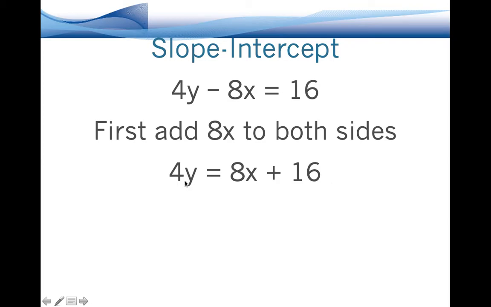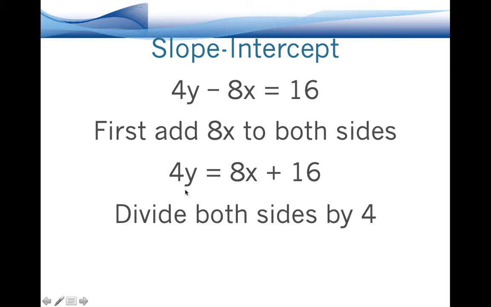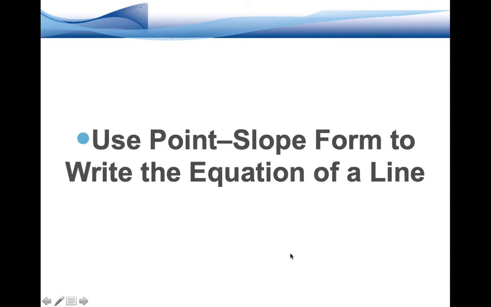So now I have 4y, or 4 times y equals 8 times x plus 16. You need to divide both sides by 4 to get rid of that 4, because you want y equals a number. So to divide both sides by 4, I divide 4y by 4, I get y. I divide 8x by 4, I get 2x. I divide 16 by 4, I get 4. And so my answer is y equals 2x plus 4.